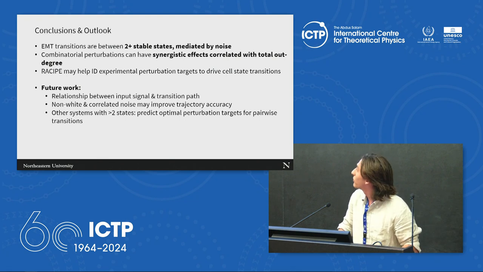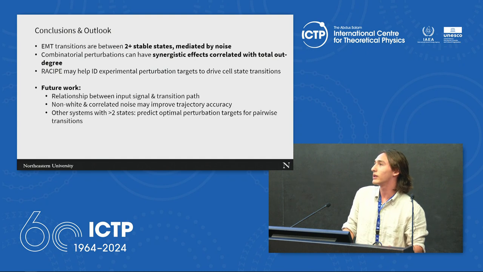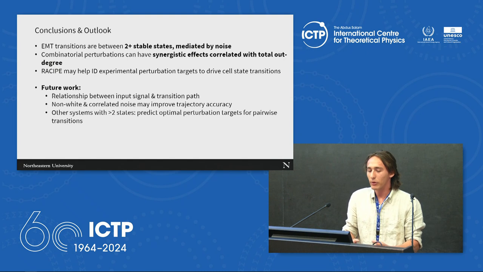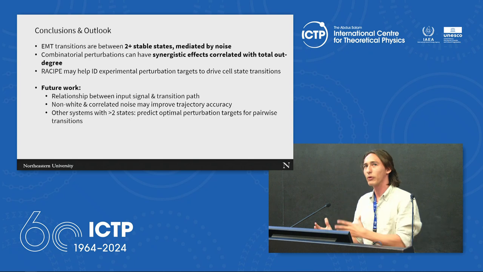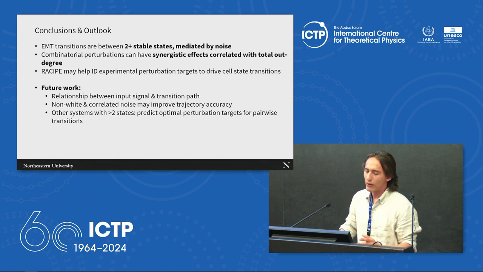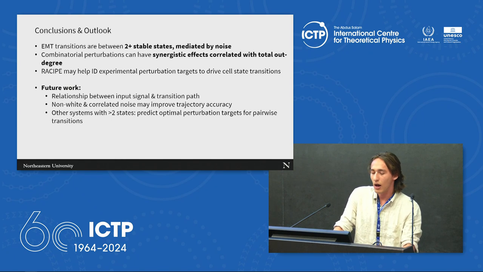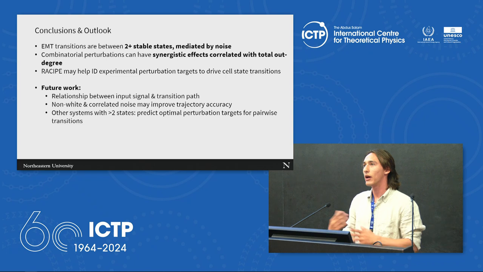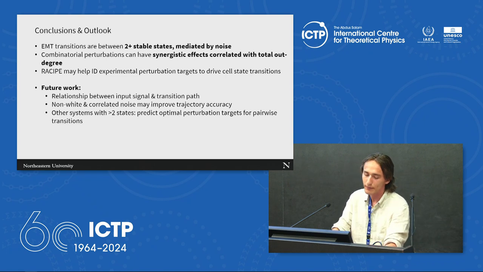We plan to look deeper into the relationship between input signal and the exact trajectory of the transition, and we're trying to understand what's a property of the model parameters versus what's a property of the network topology. We're also playing around with more physically grounded implementations of transcriptional noise, and we hope to generalize this to other systems that have more than two states and may have irreversible transitions as well.